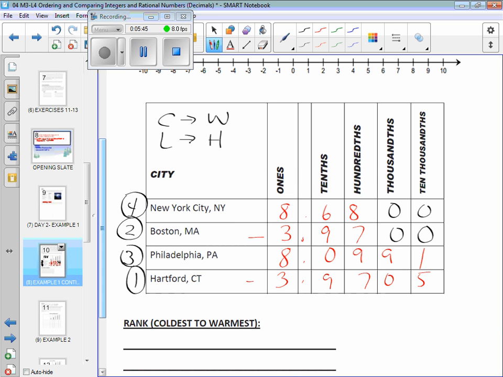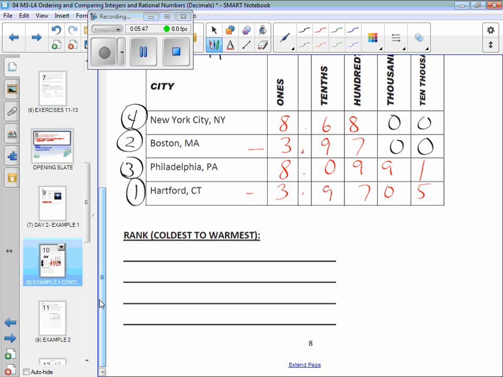All right. Then, once I've got the hard work done, if it helps you, when you rank this, as long as you've done it properly, it will always be 1 through 4, top to bottom. So now you just got to plug in your cities. Number 1 was Hartford.